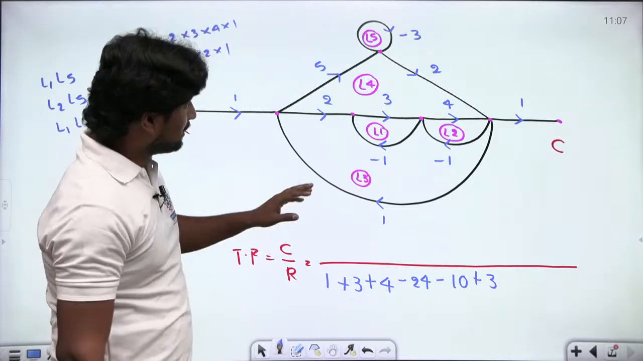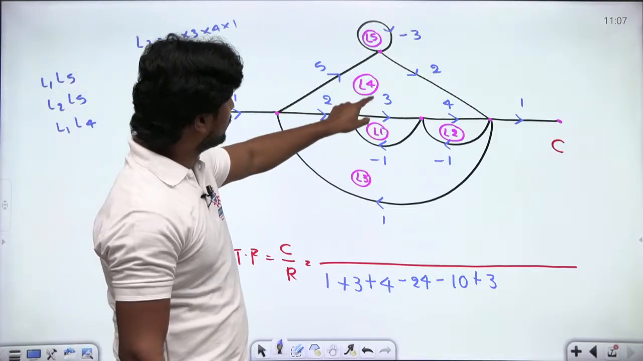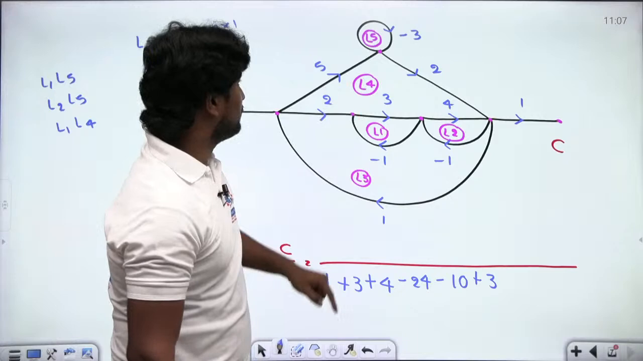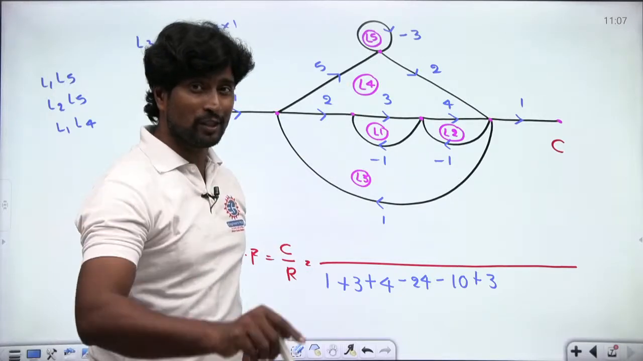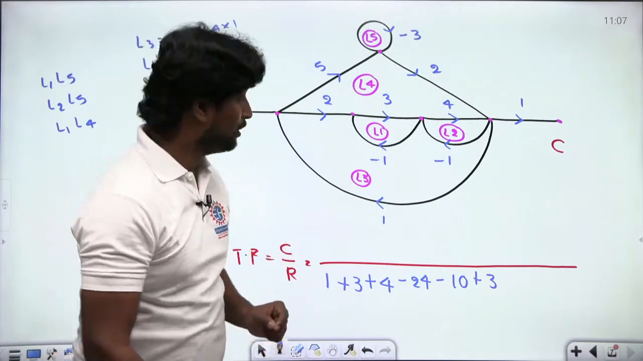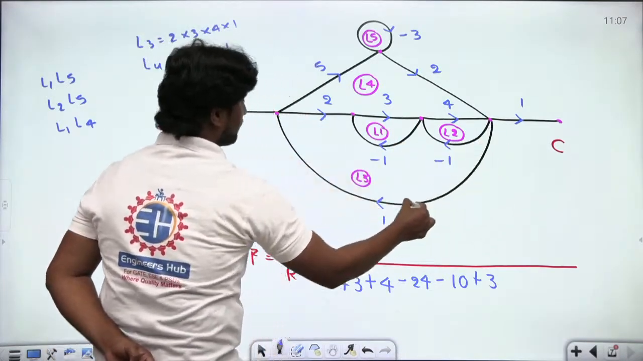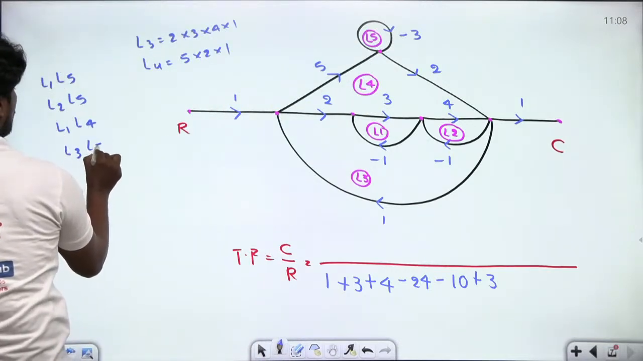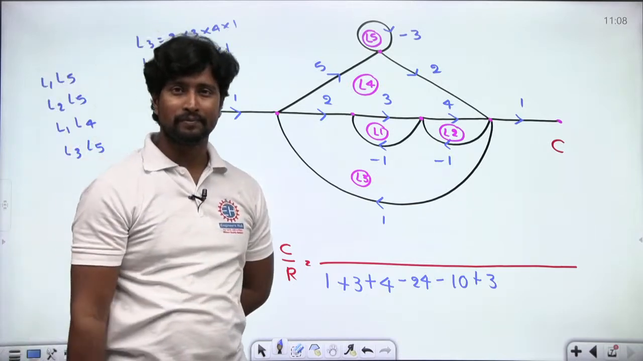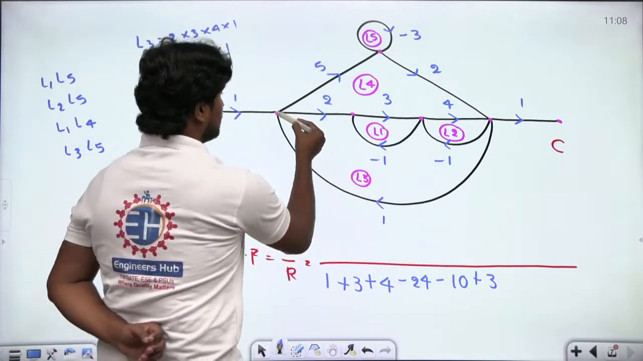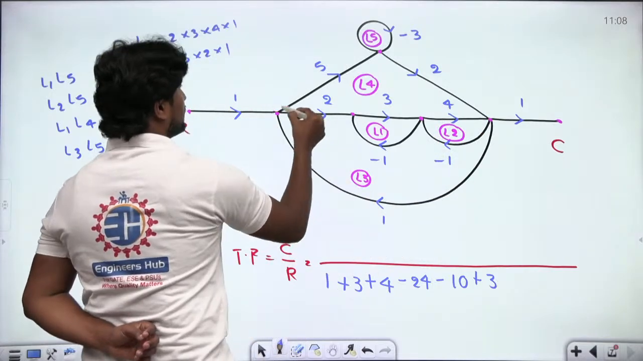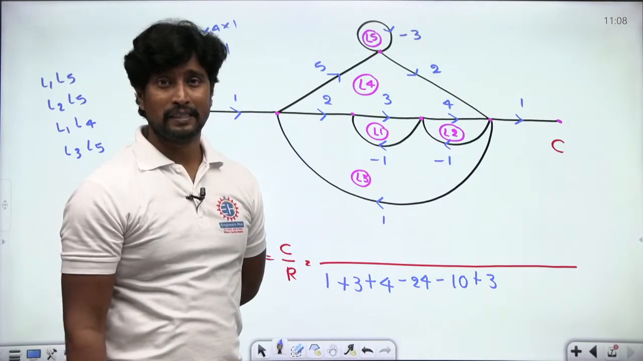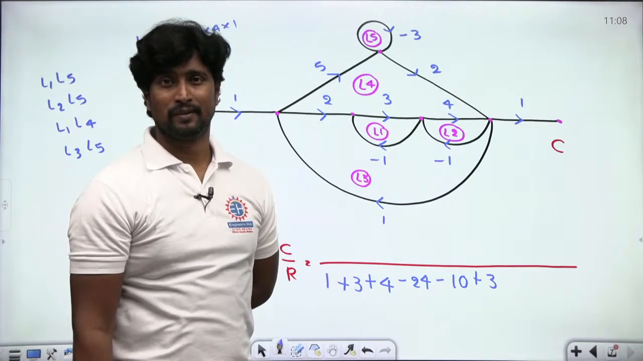So guys, tell me, are there any other non-touching loops? Check once. Loop 1 and loop 5, loop 2 and loop 5, loop 1 and loop 4. And guys, carefully observe it. One more non-touching pair is there. Very clear observation is required here. What is the one more? See, loop 3 and loop 5 are also non-touching. Check once. This is loop 3, this is loop 5, and loop 5 and loop 3 are not touching. Is there any other? No. Got the clarity or not?